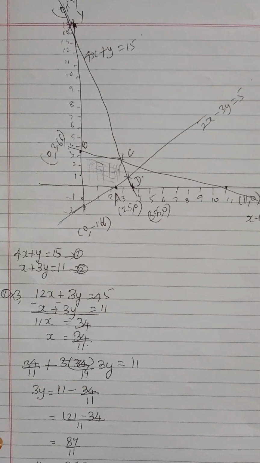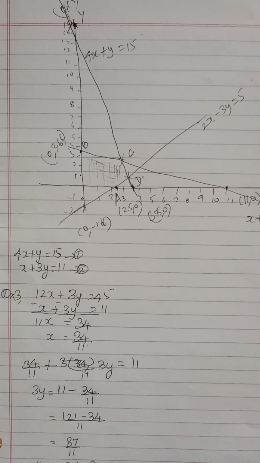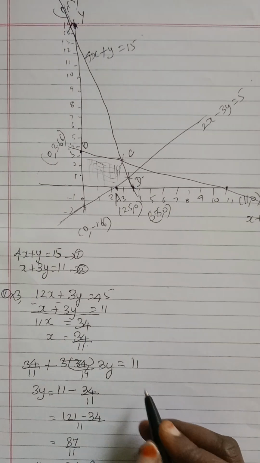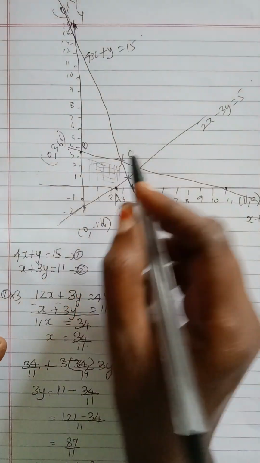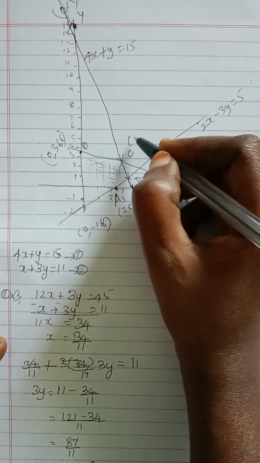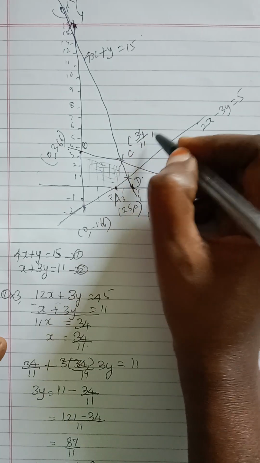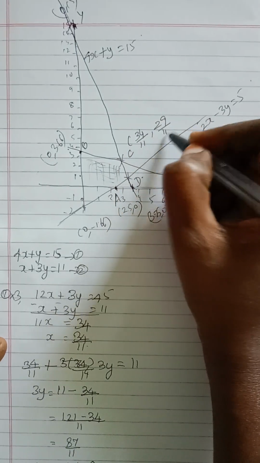So remaining 27, 3 9s are 27. So 29 by 11 is the y value. X value will be 34 by 11. So the point C is 34 by 11 comma 29 by 11.